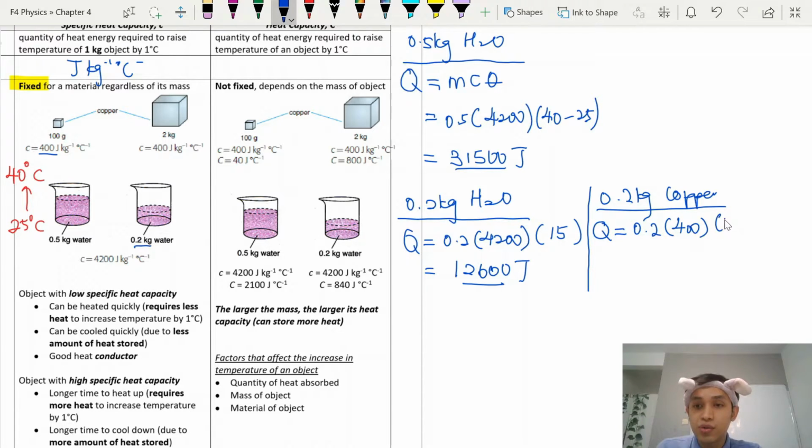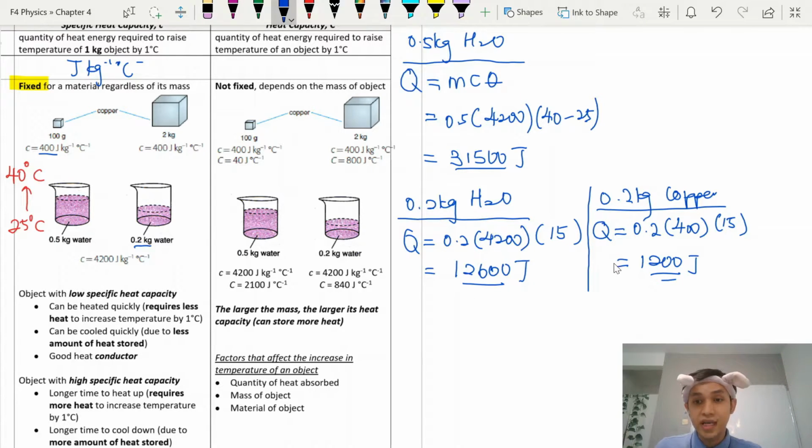Okay, and then multiply by the temperature change, which is 15, from 25 to 40. So the total amount of heat energy absorbed is only 1,200 joules. This confirms our theory that the metal will heat up faster. Why? I want to increase 15 degrees Celsius, from 25 to 40. I only need to give it 1,200 joules of energy, then immediately the temperature will rise.